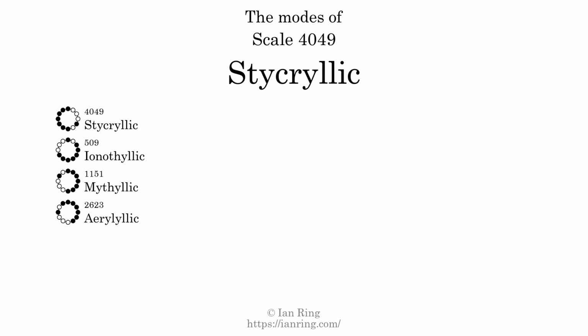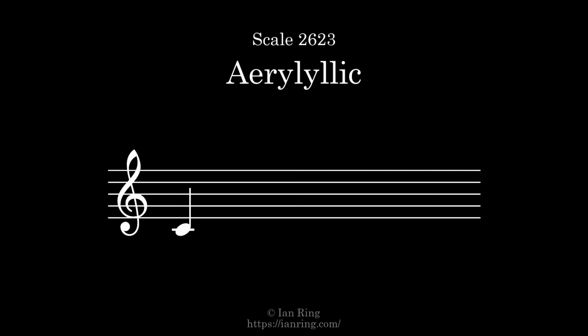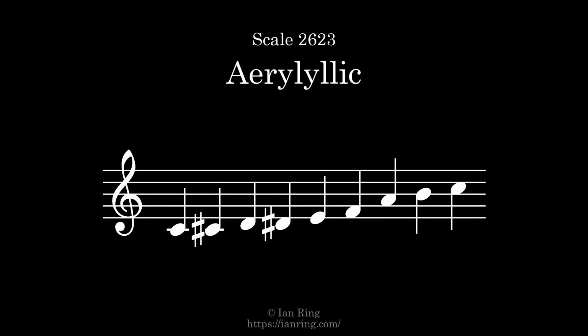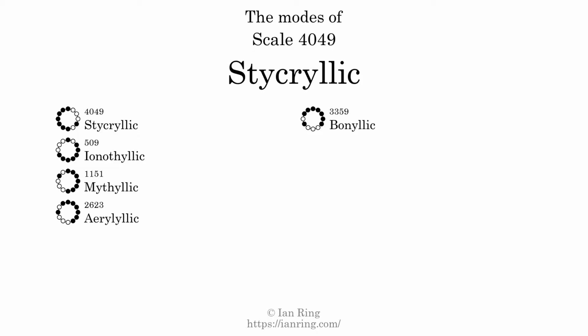The fourth mode is scale 2623, also known as Heteromorphisms. It sounds like this. The fifth mode is scale 3359, also known as Stycryllic. It sounds like this.